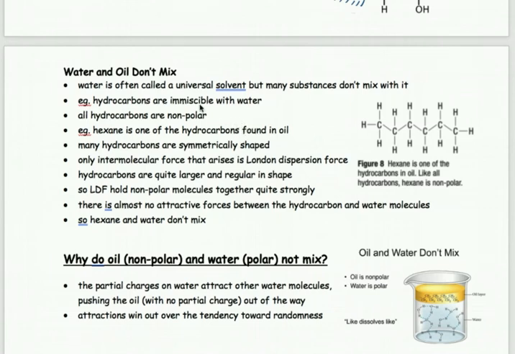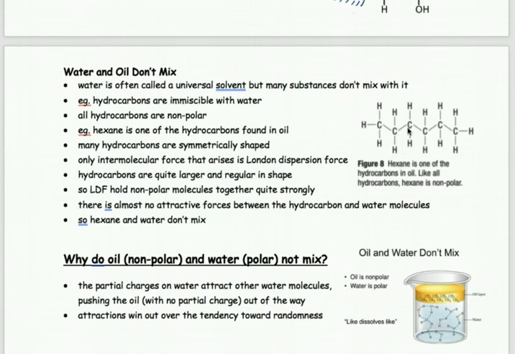We're going to analyze what's going on here with oil and water. Water is often called a universal solvent because you can mix tons of stuff into it and it's fine, but there are a lot of things that don't mix with it, okay? Here we'll look at some examples. Hydrocarbons, what are they? Hydrogen and carbon, H's and C's. Here is hexane.